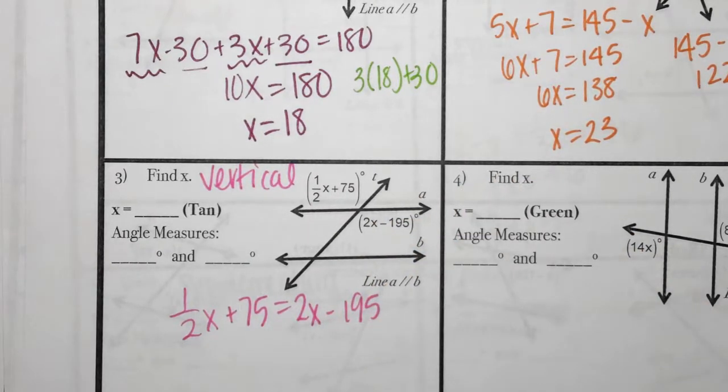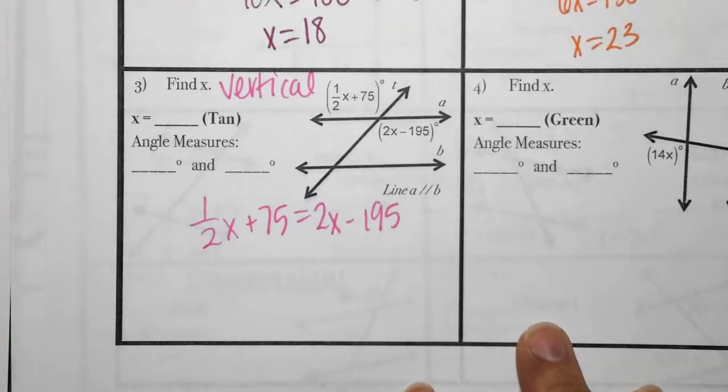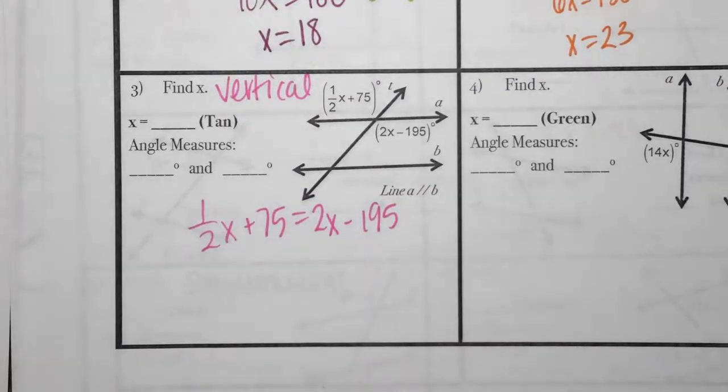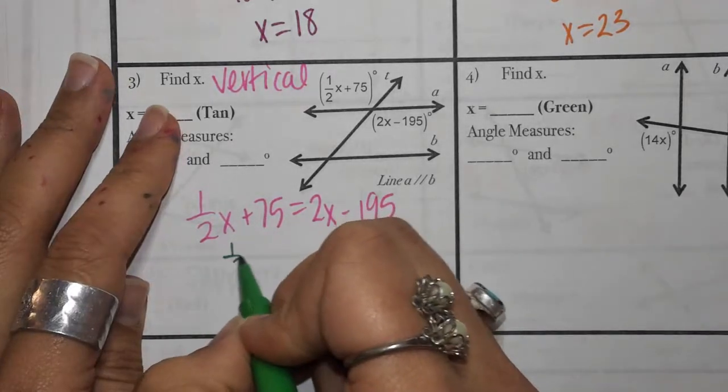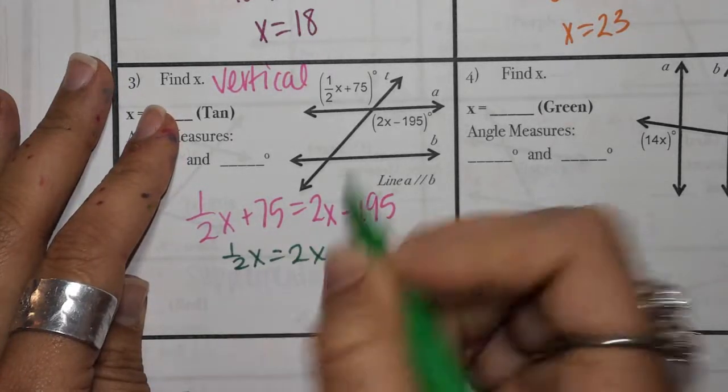All right. Get started first. So start by, I'll be right over there. Give me just a second. Start by subtracting 75 from both sides. And you have 1/2 x equals 2x.